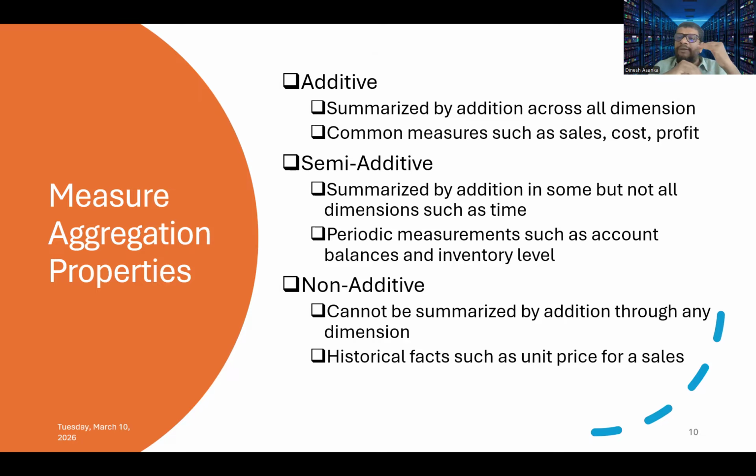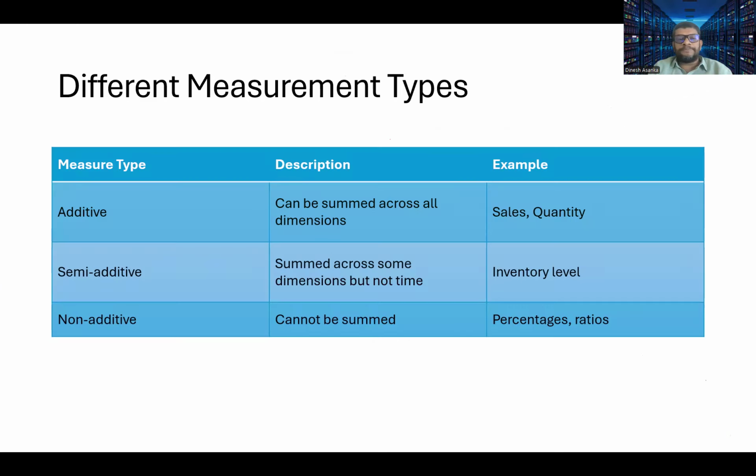Take inventory levels. Yesterday's inventory cannot be added to today's inventory level. Those are snapshot values. And there are non-additive measures, where adding them doesn't give you any meaningful idea. For example, you can add them, but that doesn't give you any numerical meaning, such as unit price. If you just add two unit prices, that doesn't make any sense.